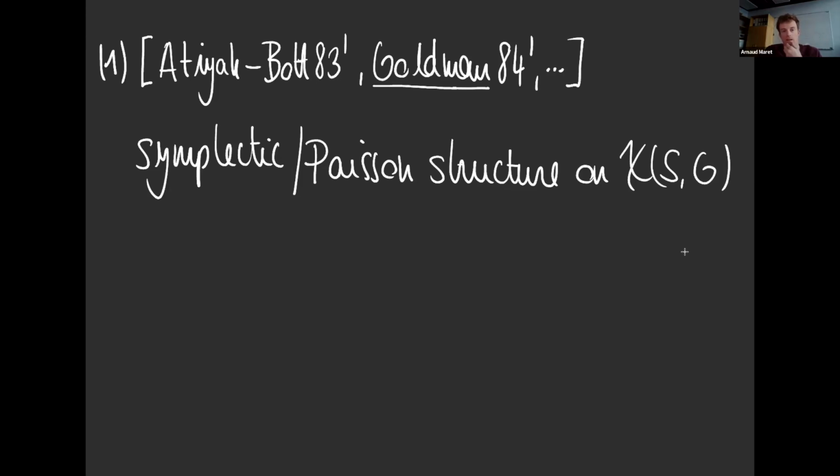So the work of Goldman was partially inspired by the work of Atiyah and Bott in their paper on the Yang-Mills equation. And in the more general case where S has boundary components, then the structure you put on the character variety is the Poisson structure. And once you constrain the behavior on the punctures, or let's say around the boundary of the surface, then this corresponds to looking at the symplectic leaves of this Poisson structure.